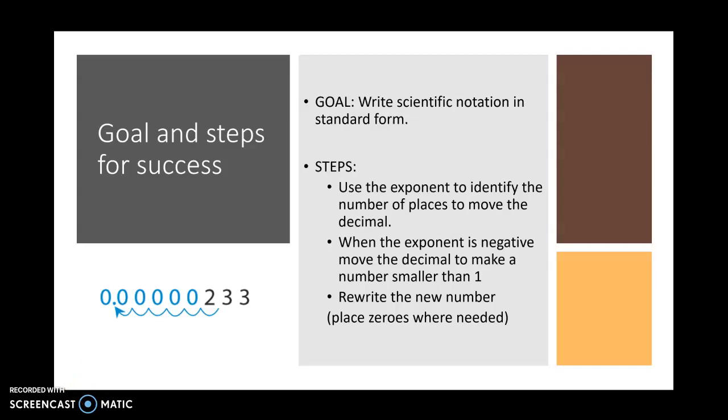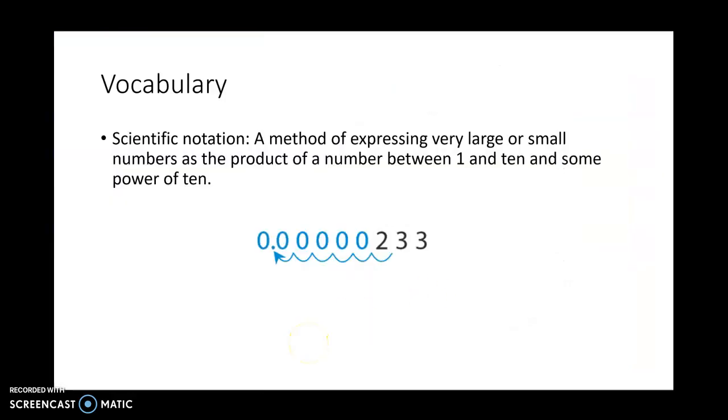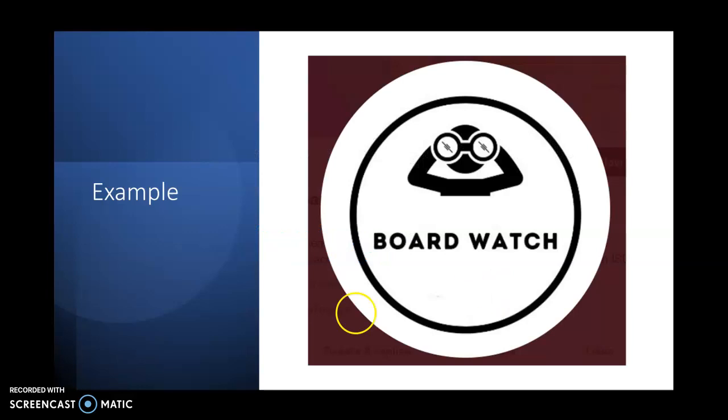Hello, welcome to 2.3 day 2. We are going to be writing scientific notation in standard form again, but this time instead of big numbers, we're going to be writing really small numbers. So scientific notation, here we go.